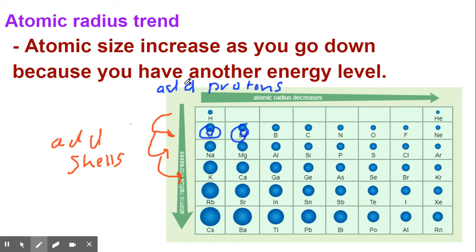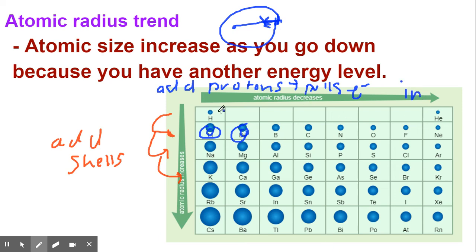Remember, atomic radius is the size from the middle all the way to the outside shell, right? When we add protons, that's positive, and positives and negatives attract. So what does it do to the outside negatives? It pulls them closer to the center, and it makes the atom smaller. So when you add protons, it pulls electrons in. Sorry, it's kind of hard to write with this. Okay, it pulls electrons in.